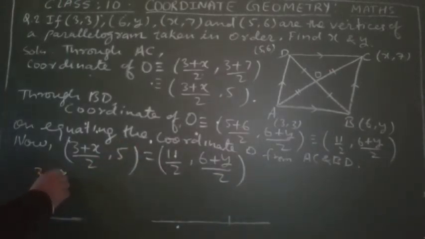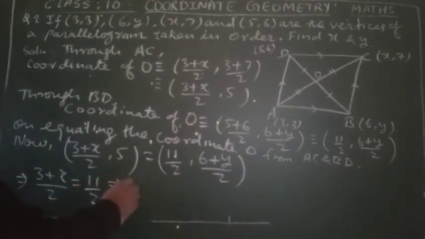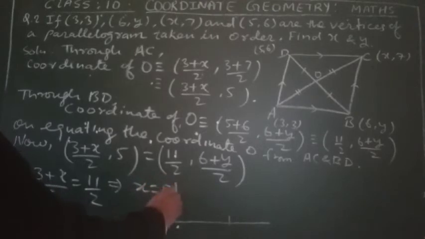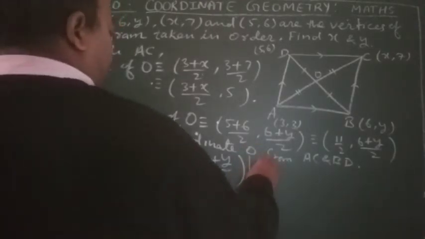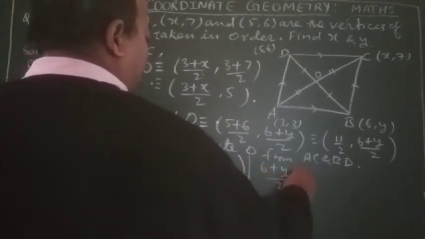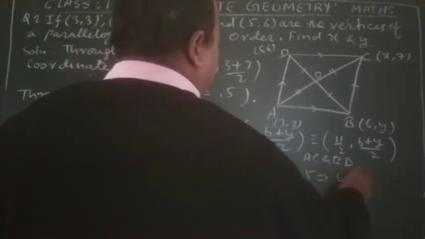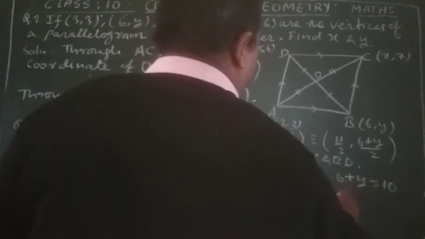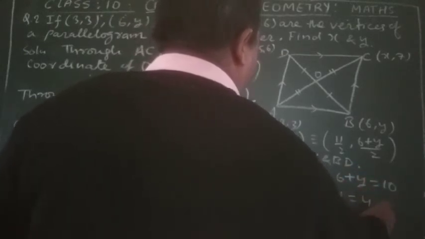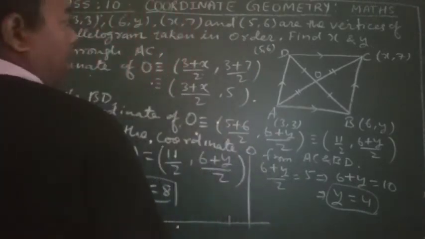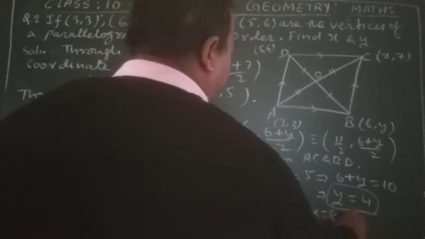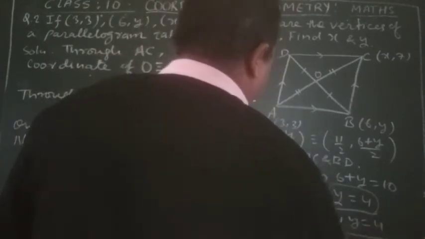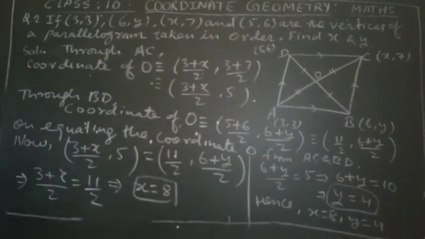(3 plus x)/2 equals 11/2, so x equals 8. And (6 plus y)/2 equals 5, so 6 plus y equals 10, y equals 4. So the x value is 8 and the y value is 4. That is the solution. Clear?